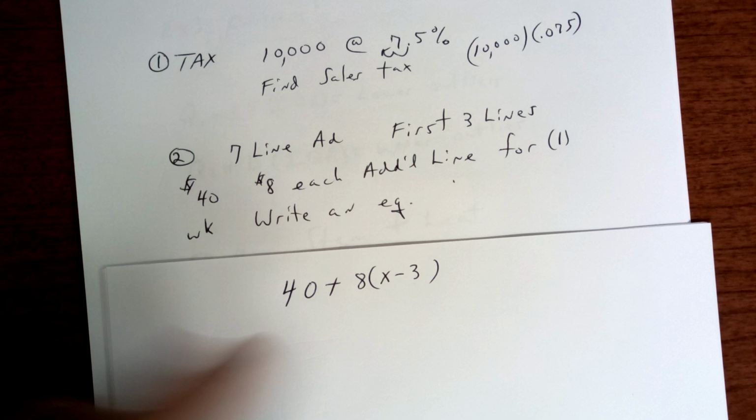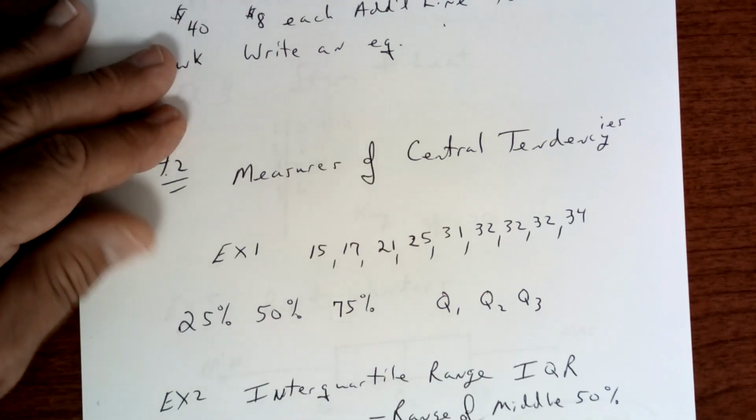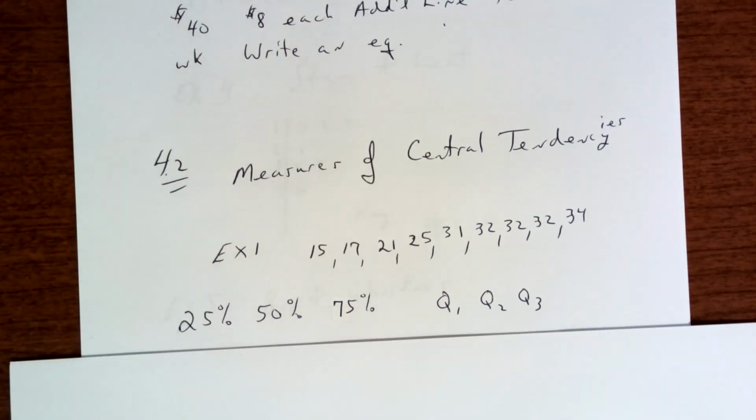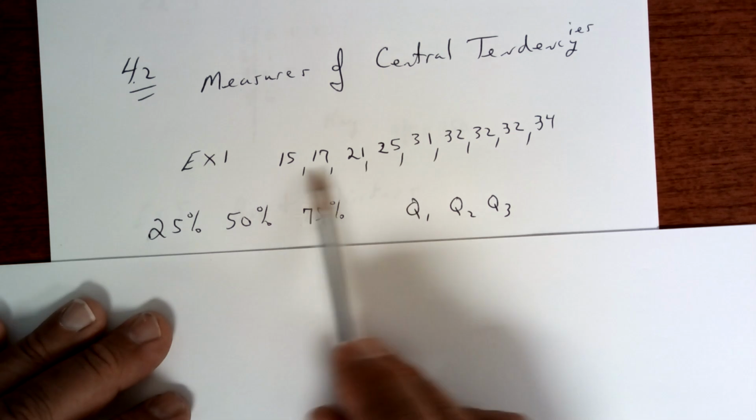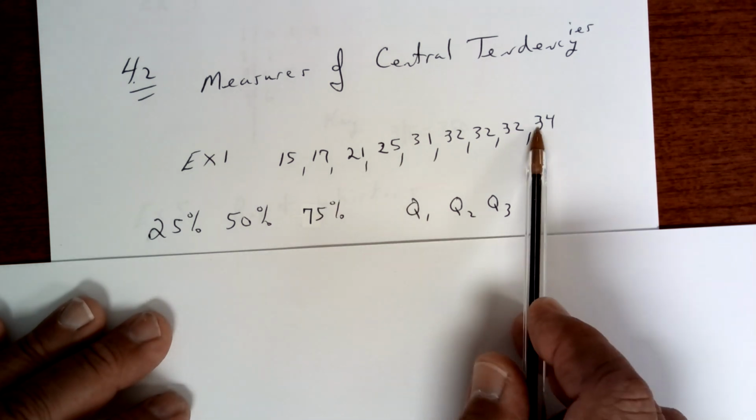All right, next, copy this down. All right, today we're doing 4.2, which is measures of central tendencies. In this case, you have your numbers all lined up. Make sure you line your numbers up. Now count them.